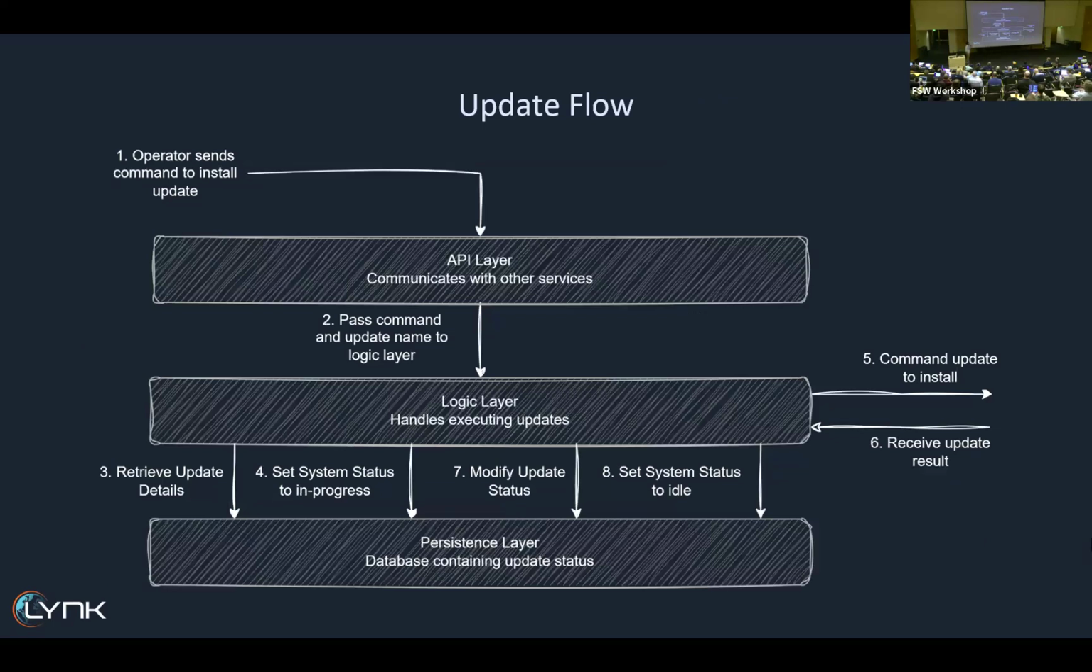So when you go to actually execute the update, this is the flow that it goes through in the system. First of all, this assumes that the update's already been registered. The operator or the scheduler will send the command to actually perform the update. That command gets passed to the logic layer, which will extract all the information it needs from the database to perform it. It puts the system into an in-progress state, which stops it from being able to perform other updates at the same time and avoids doing that in parallel. It will actually command the update to install, and receive the result back, whether it succeeded or failed. It'll put that information back in the database along with logs and all that kind of stuff. And then it sets the system state back to idle to process the next update.